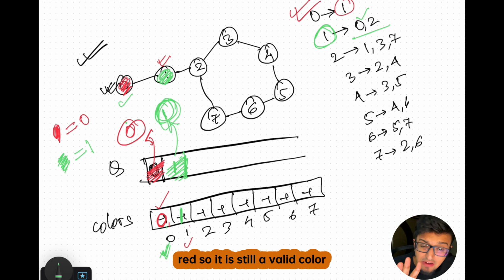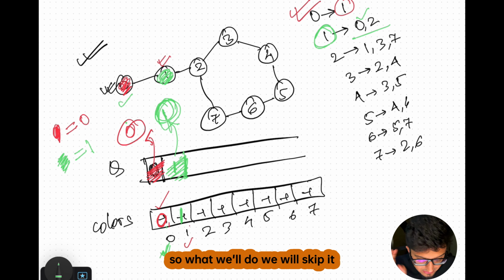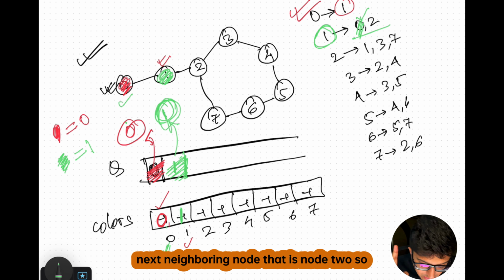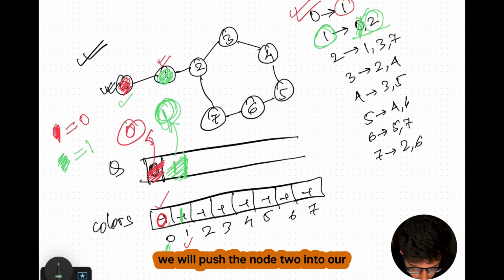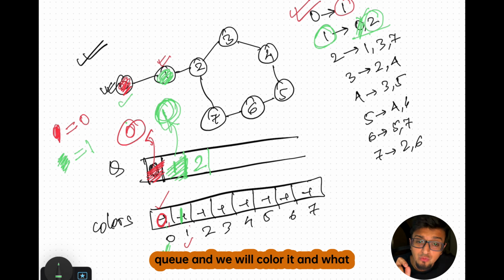So it is still a valid color. So what we'll do, we will skip it. Now we will take the next neighboring node, that is node 2. So we will push the node 2 into our queue and we will color it.